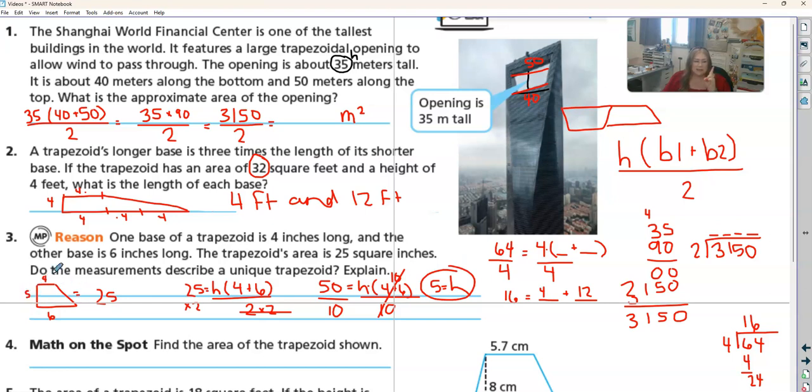So let's do our math here. Does that make sense? 4 plus 6 is 10. 10 times 5 is 50. Cut in half is 25. So that makes sense. So the height is 5.